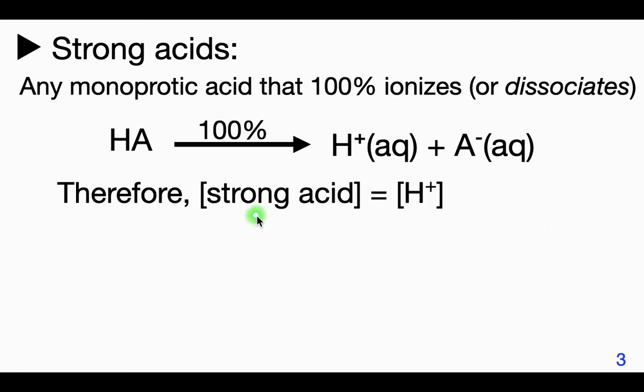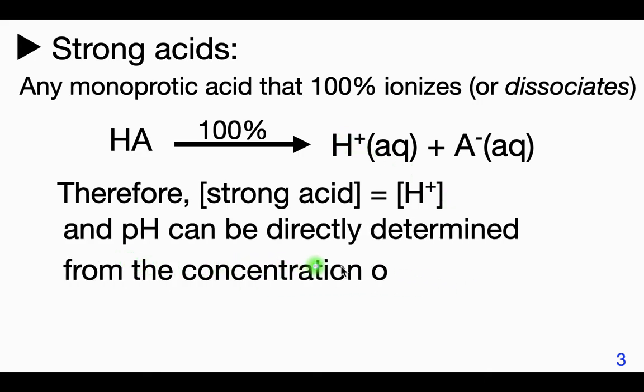Therefore, the strong acid concentration would be the same as the hydrogen ion concentration. So imagine if the acid was 1 molar, well, that means you put it into solution, you're going to have 1 mole of hydrogen ion. So it's going to be 1 molar. So whatever the concentration is of the acid, that's exactly the same as the concentration of the hydrogen ion. If you have 1,000 molecules of the acid, you'll have 1,000 hydrogen ions.